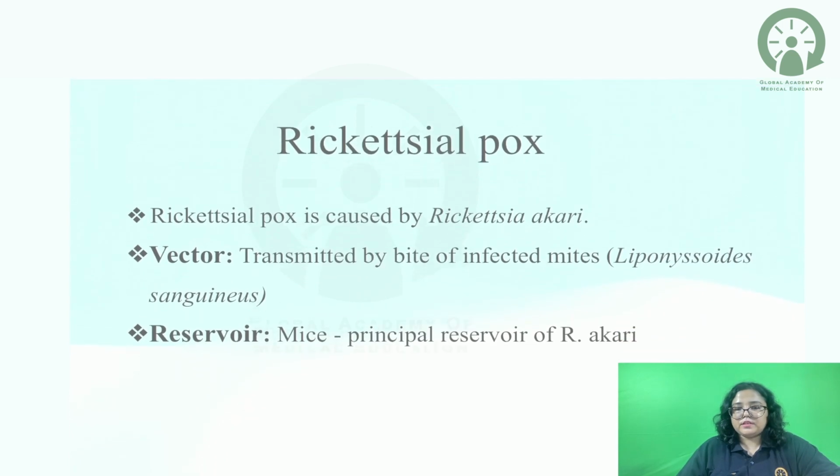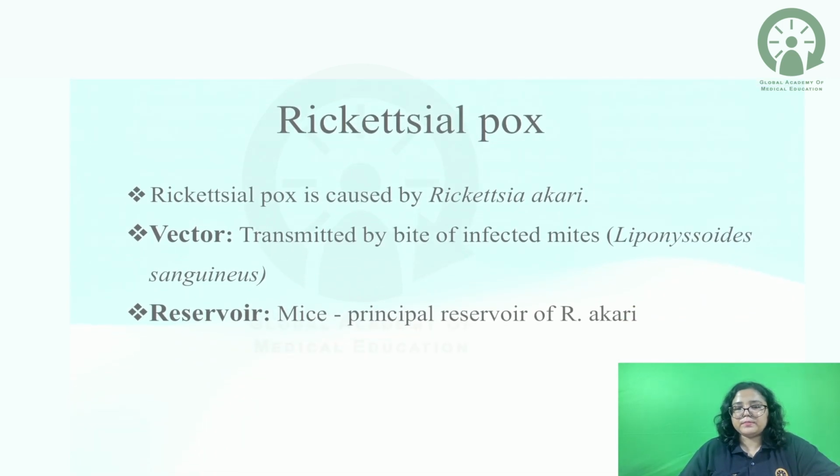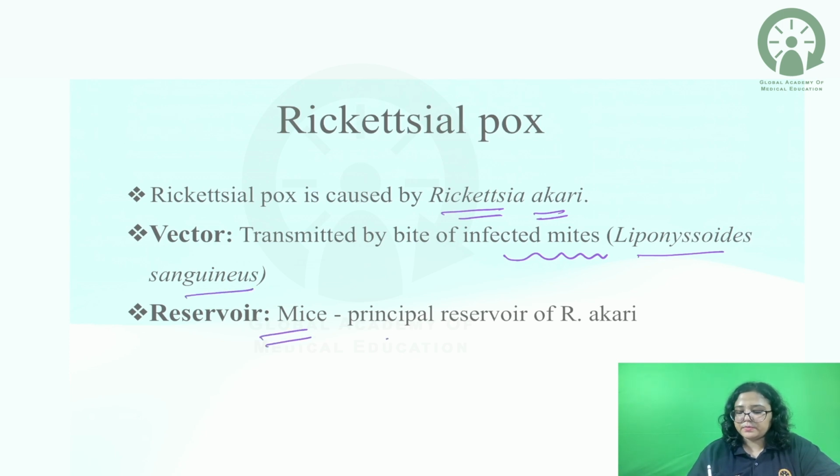Now coming to rickettsialpox. In rickettsialpox the rashes are similar to chickenpox, with the same vesicular lesions, and therefore they confuse the diagnosis. It is caused by Rickettsia akari. All the spotted fever groups were transmitted by ticks except rickettsialpox, which is by a mite, Liponyssoides sanguineus. The reservoir here is mice, which is the principal reservoir of Rickettsia akari.